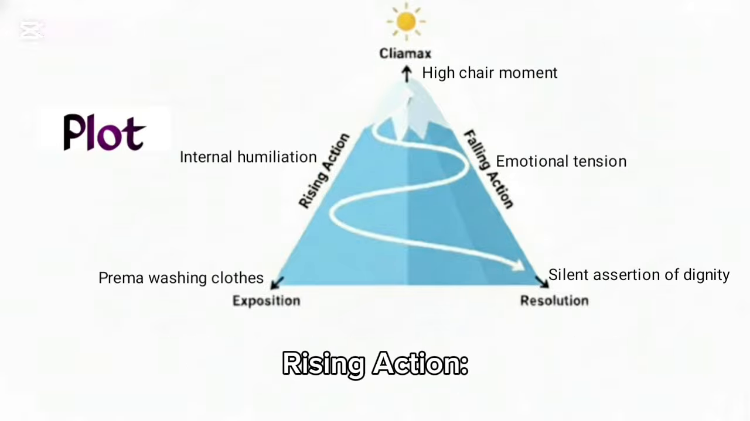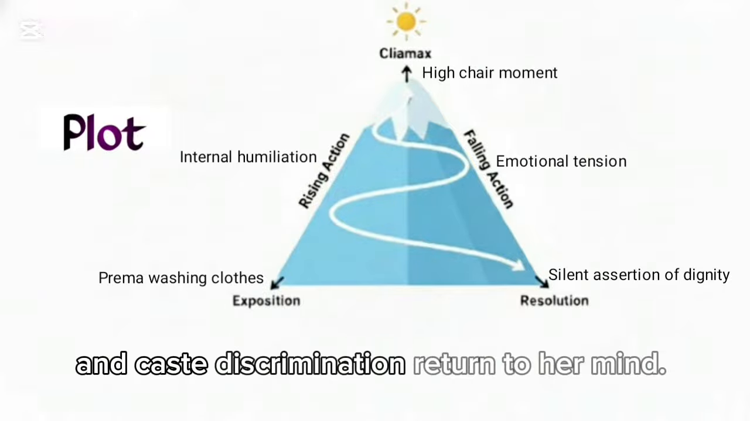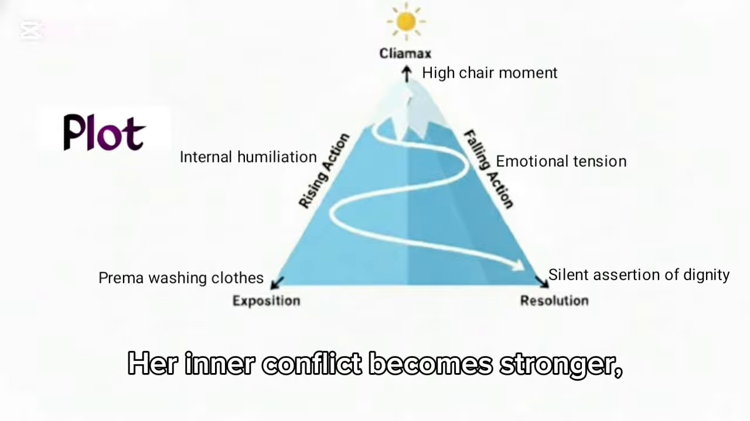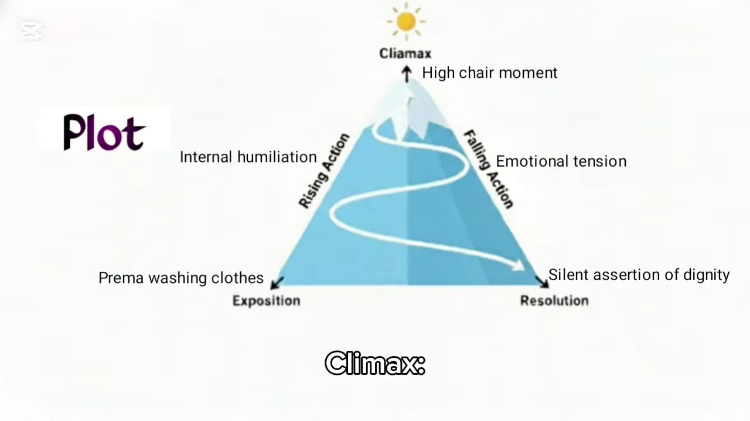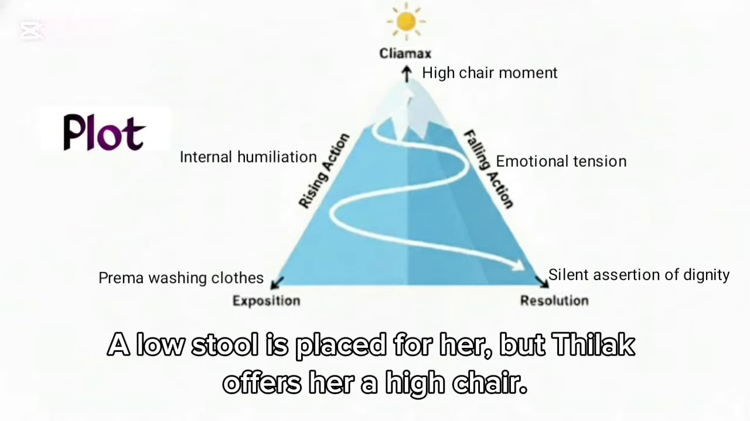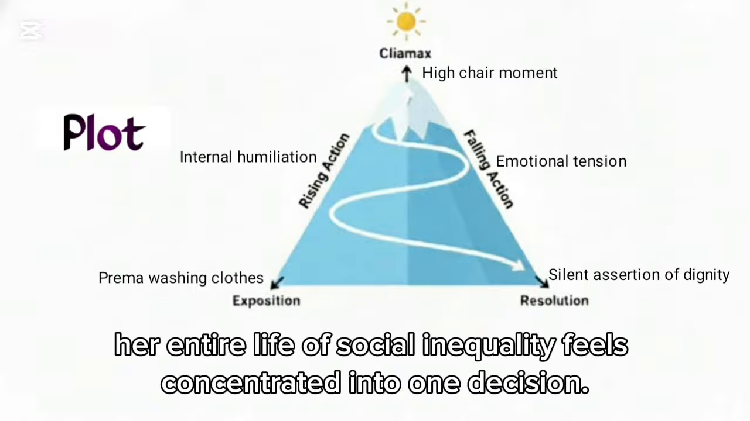Rising action. As she works, painful memories of childhood humiliation and caste discrimination return to her mind. Her inner conflict becomes stronger, especially when she realizes she must deliver clothes to Thilak's house. Climax. The most powerful moment occurs when she enters Thilak's house. A low stool is placed for her, but Thilak offers her a high chair. In that brief second, her entire life of social inequality feels concentrated into one decision.